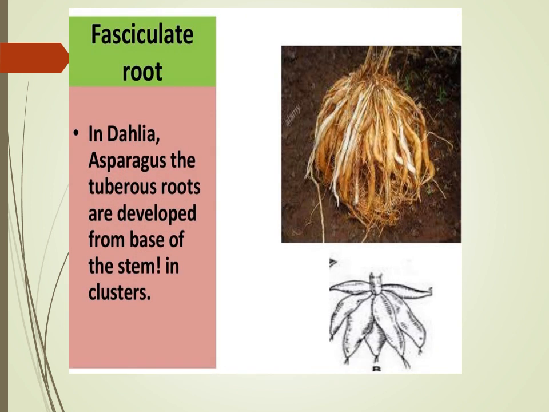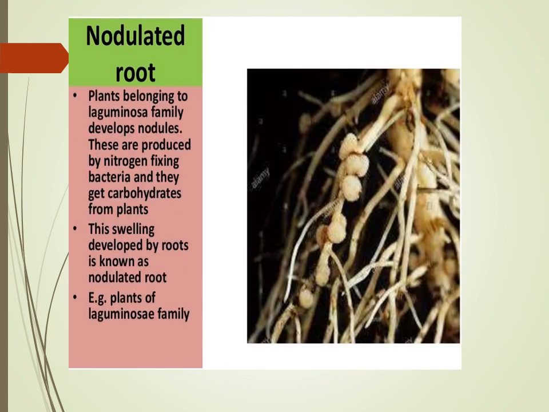The next one is fasciculate root under the storage. In Dahlia and asparagus, the tuberous roots are developed from the base of the stem in clusters.